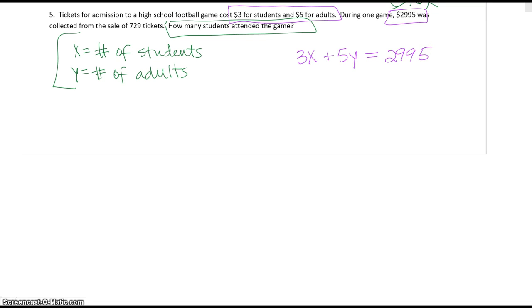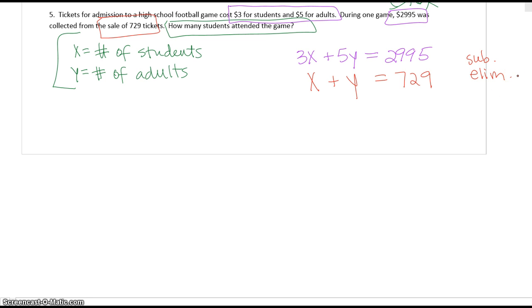They had a total number of sales as well. They had 729 tickets. We don't know how many were students and we don't know how many were adults, but we know that if we add the students and the adults, that's going to give us 729 total tickets. Now, you can solve this system by substitution or elimination. You could graph it as well, but it's pretty large. So your homework or your checkpoint is to solve this system algebraically, either by substitution or elimination, so that you have the number of students who attended the game when you walk into class tomorrow.